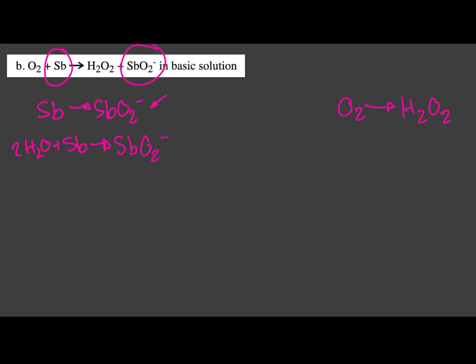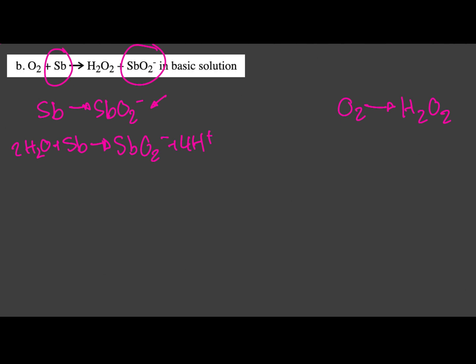SbO2-. Now that we've done that, we need to balance out the hydrogens on both sides. Since we just added 4 on this side, we are going to add 4 H+ to this side. Now we make sure we have the same amount of each element on both sides. We have 2 O's, 4 H's, and 1 Sb on each side. So on that front, we're good. We have balanced this equation.